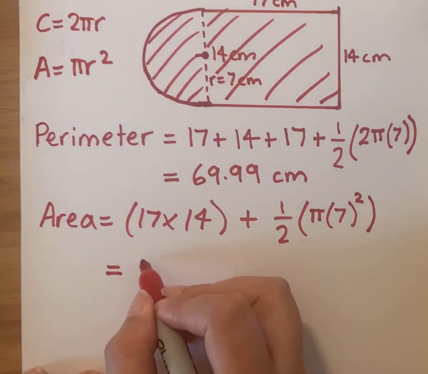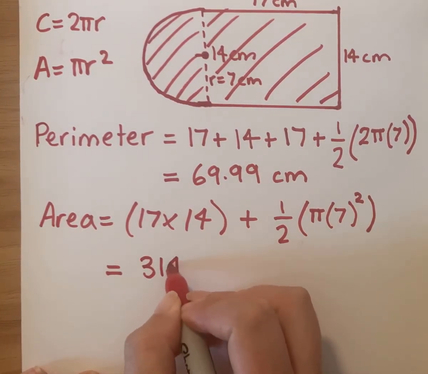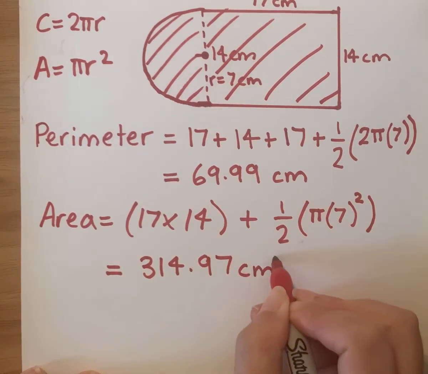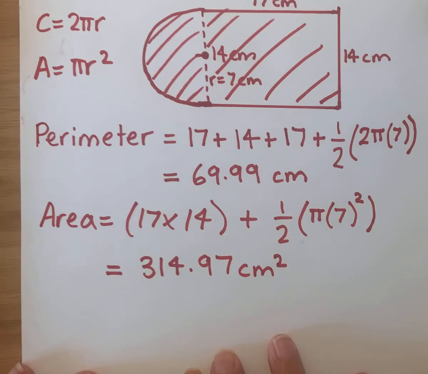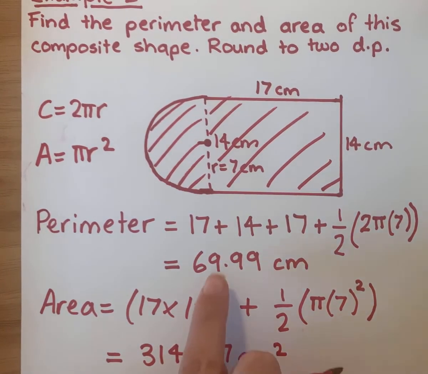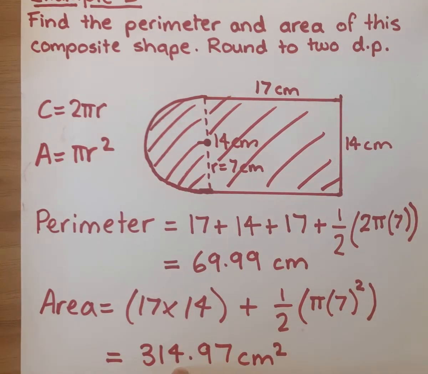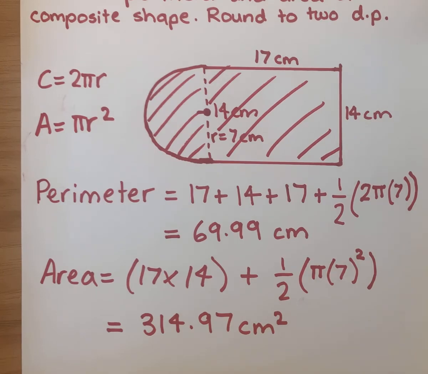And we end up with an area of 314.97. And remember, this is square centimeters because we're talking about area now. So there you go. We found the perimeter of the shape, which was just the outline, and the area of the shape, which we just had to add these two shapes together to find the total area.